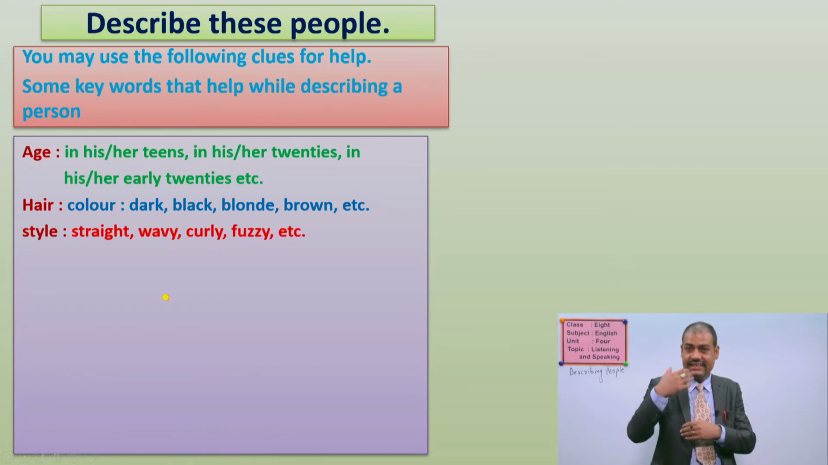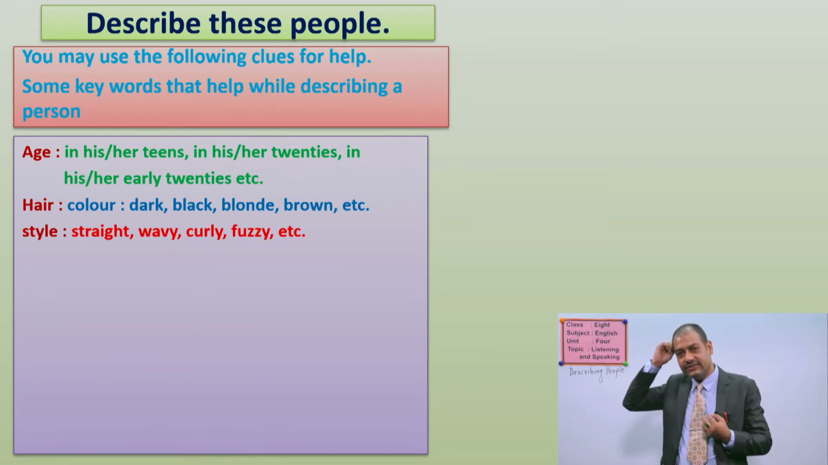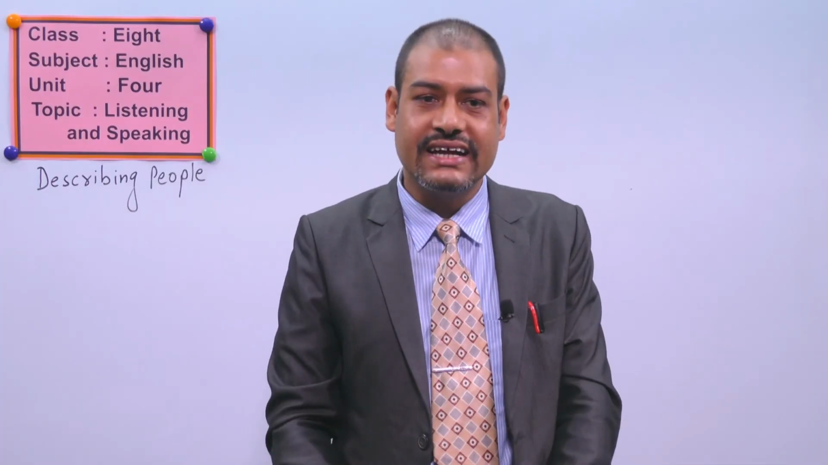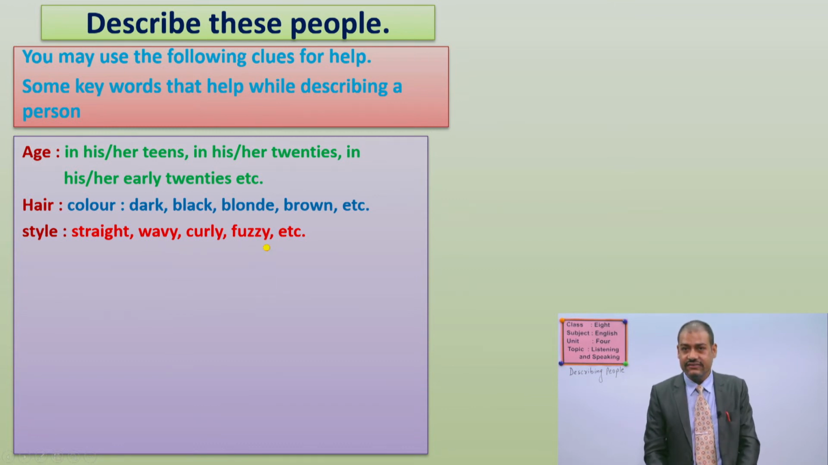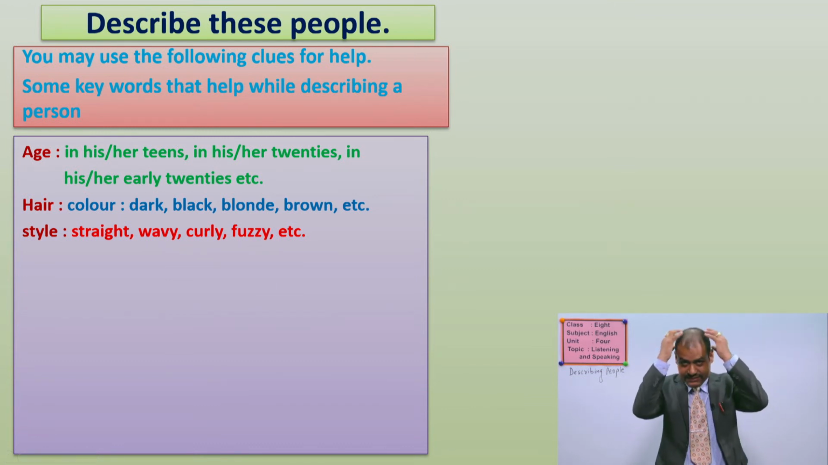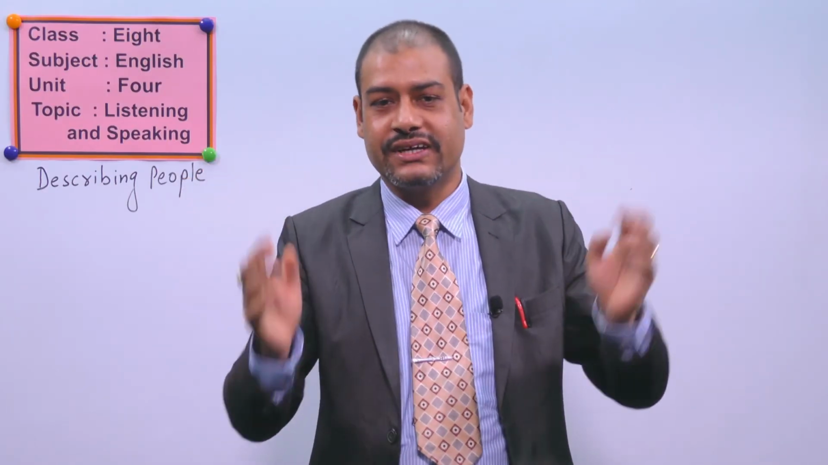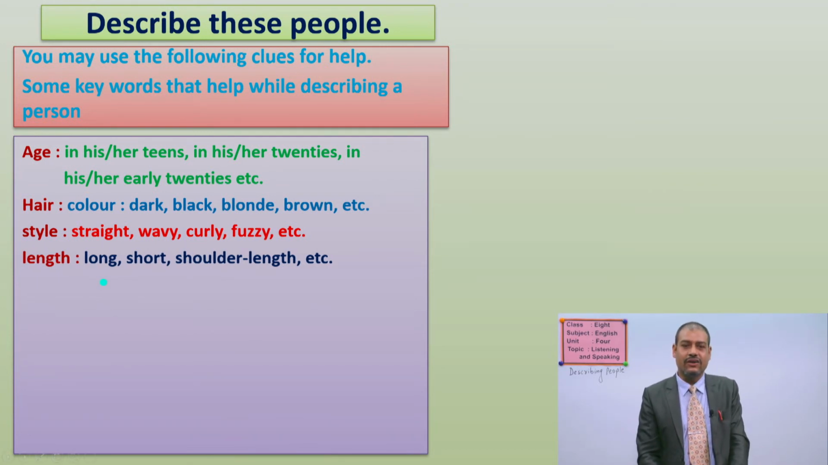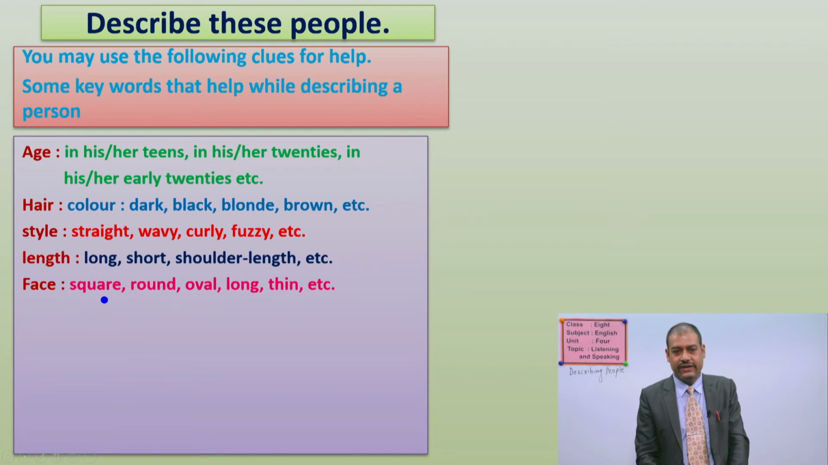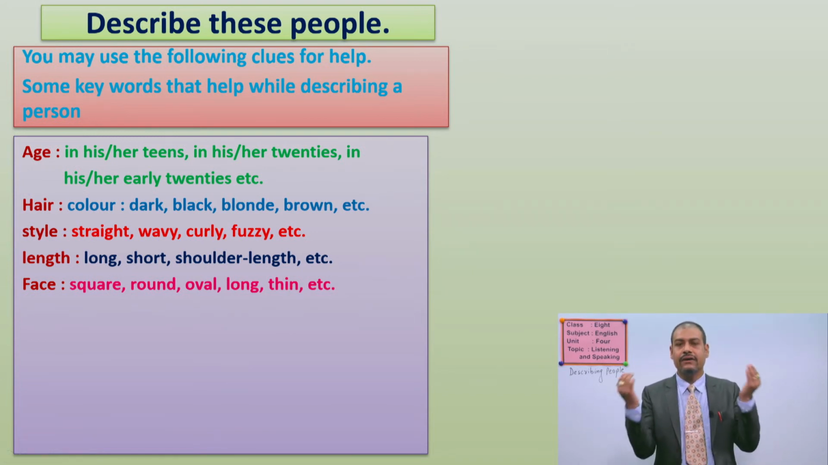Then the hairstyle. See, I have shown you bun hairstyle, bald, fringe, plaits, like that. You can say straight, wavy, and then curly, fuzzy, like woolly, it seems like the wool of something. Then see, length of hair, it can be long, short, shoulder length, up to the shoulder, and some other terms. Then for face, you can use square, which I have already shown you, round face, oval face, long, thin, and some other terms can be used to describe people's faces.